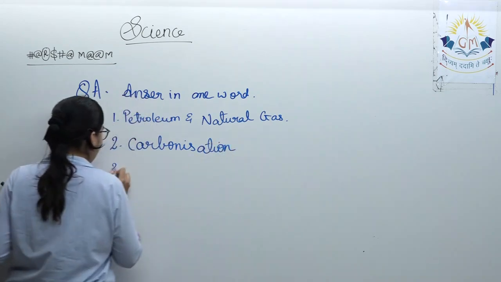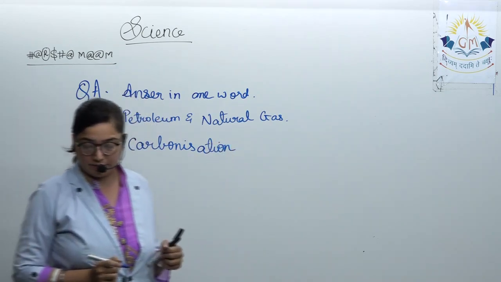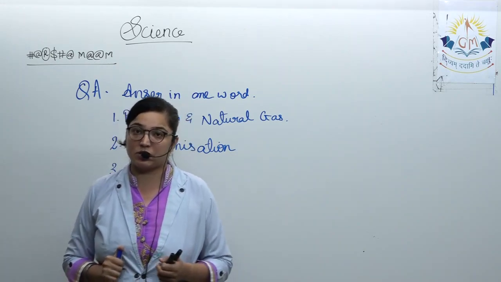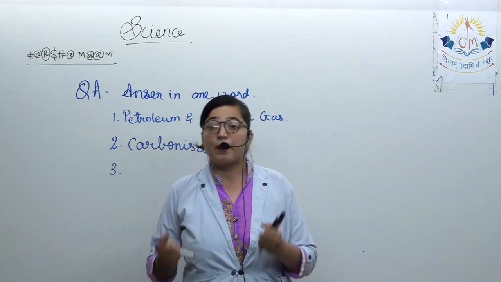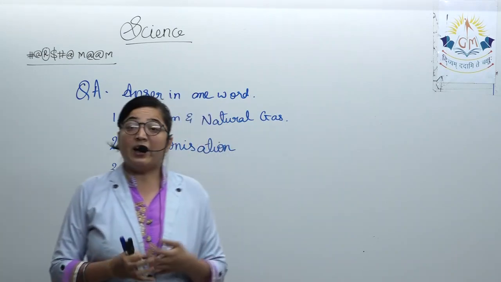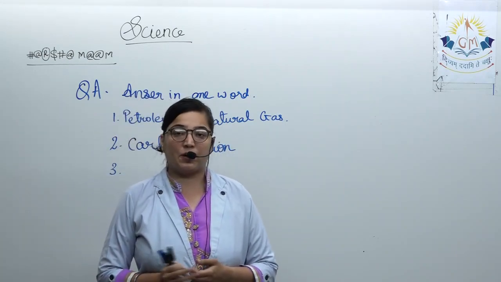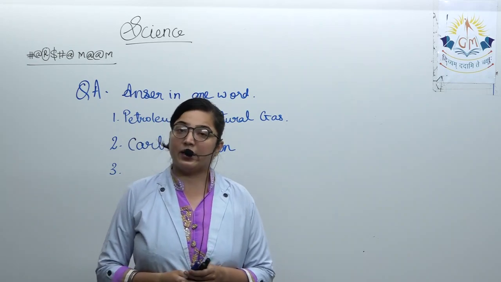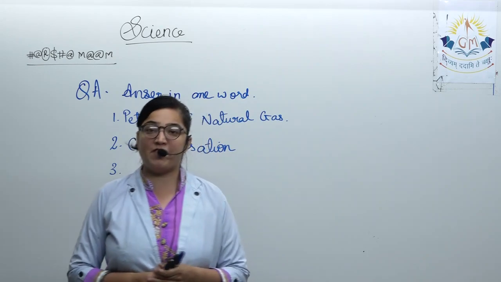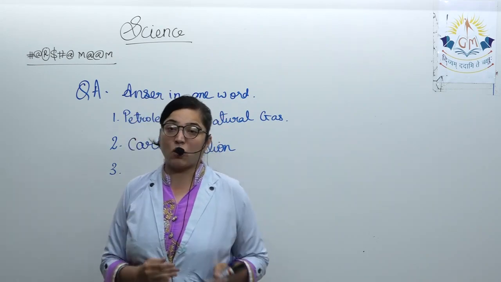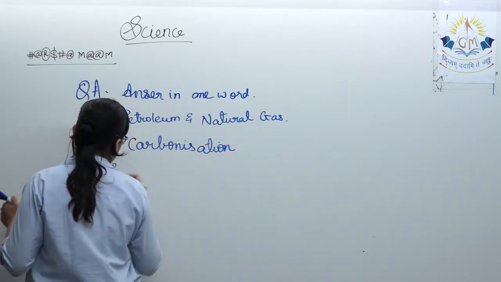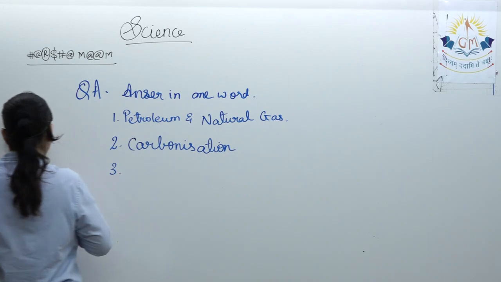Let us come to the third question. What is the role of coke in metallurgical process? Now, what is metallurgical process? Metallurgy is the science in which we are getting the pure metal from its mineral. So, it is used over here. Coke is used as a reducing agent where it can convert metal oxide to metal. So, the work of coke in metallurgy is as a reducing agent.